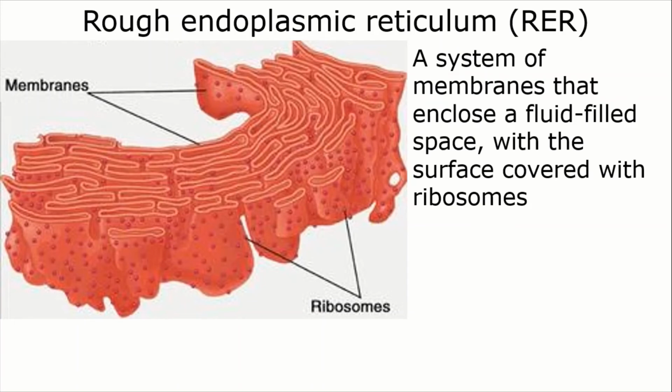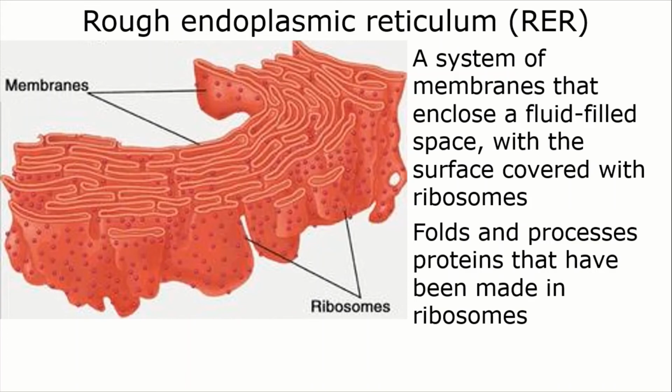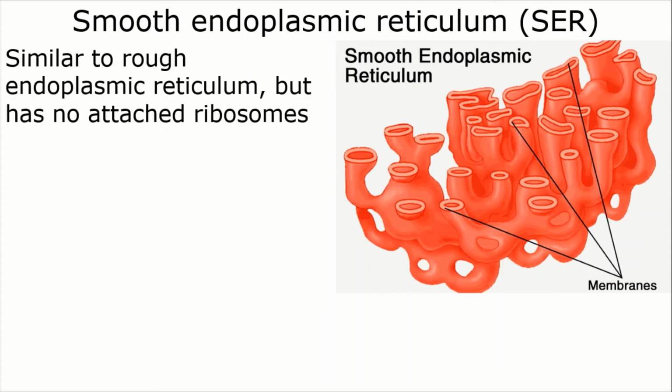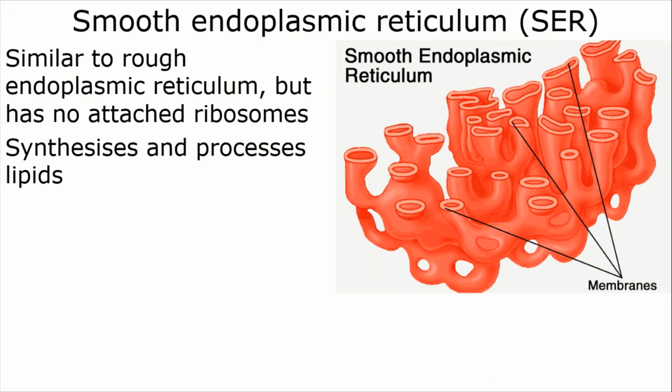And RER is a system of membranes that enclose a fluid-filled space, and the surface of them, as I've already said, is covered with ribosomes. Its function is to fold and process proteins that have been made by these attached ribosomes. So if we look at smooth endoplasmic reticulum, we can see the structure is kind of similar to the rough endoplasmic reticulum. It just consists of membranes and a fluid-filled space, and doesn't have any attached ribosomes. Its function is to synthesize and process lipids.